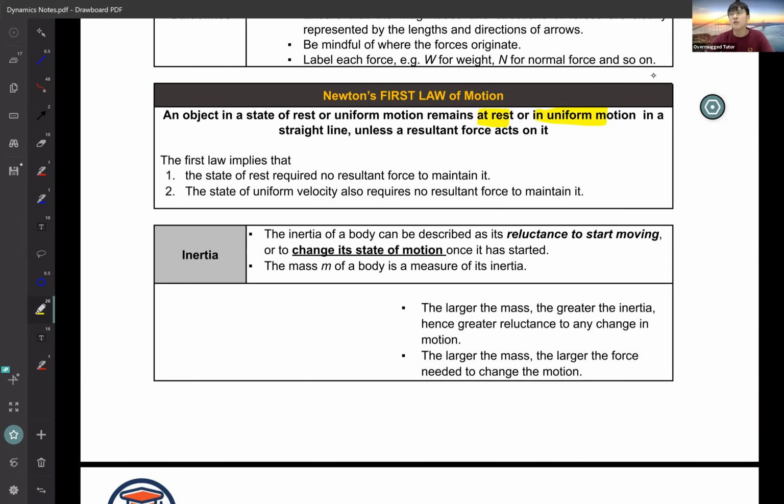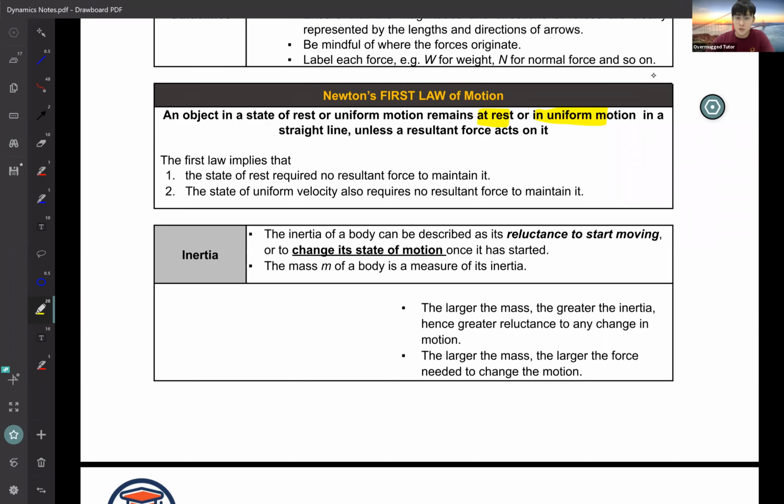This is something that you've already learned in Sec 4, and it implies two things. Firstly, for an object to continue in its state of rest or in uniform motion, that means constant velocity in the same direction, there's no resultant force required to maintain it.